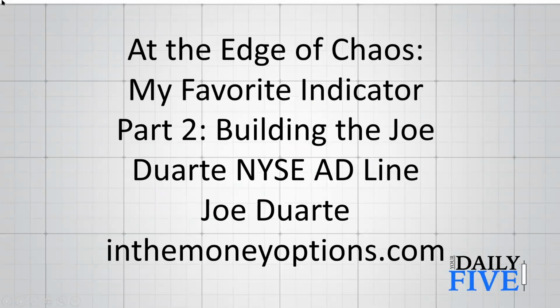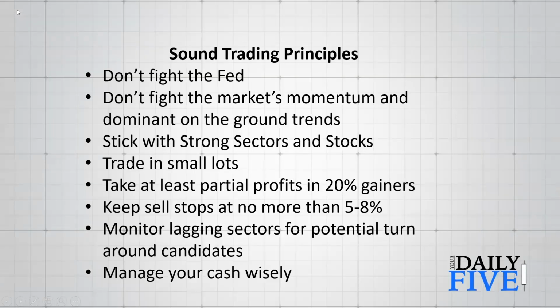At the edge of chaos, as always, my favorite indicator, part 2, building the Joe Duarte New York Stock Exchange Advance Decline Line. So as always, we want to look at our sound trading principles. You don't want to fight the Fed. You don't want to fight the market's momentum and the dominant on-the-ground trends. The advance decline line comes in handy very nicely for this second bullet.